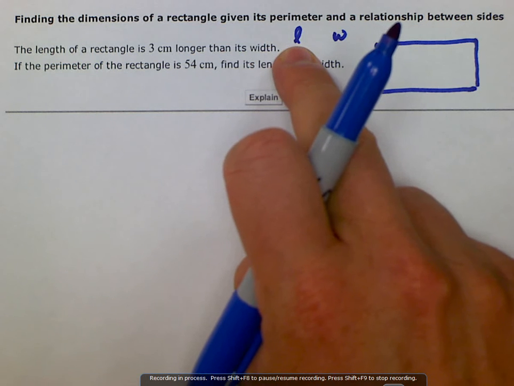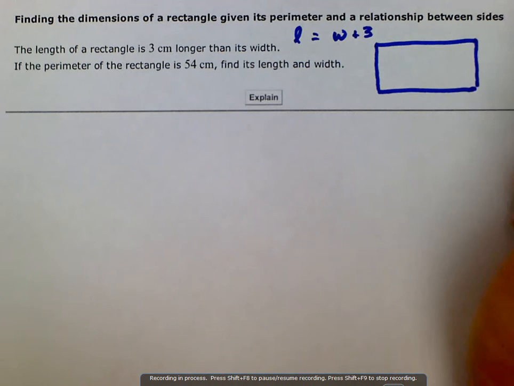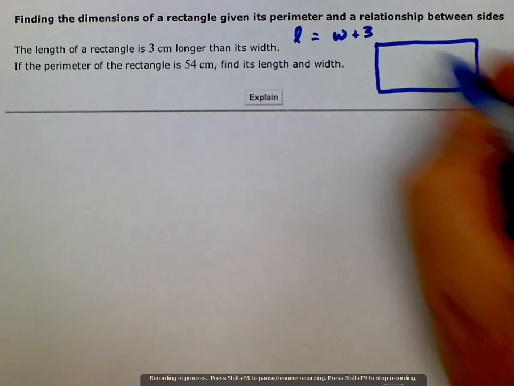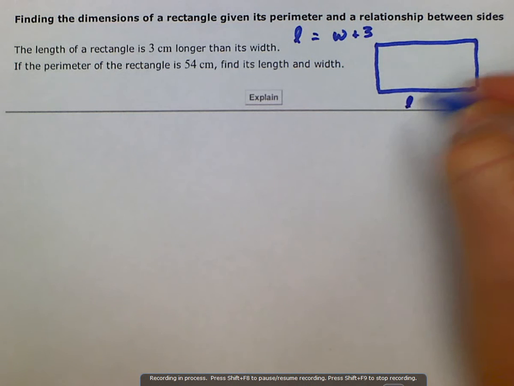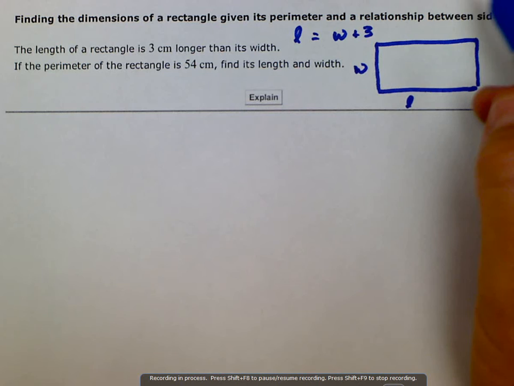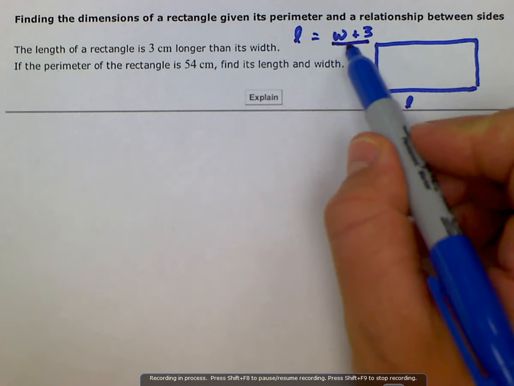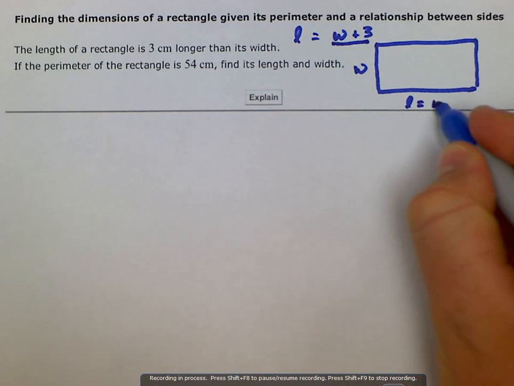So they're not equal unless we add 3 over to this side. So length is equal to width plus 3. If we were to label this, we could say this being length and this being width, or we could label them both in terms of W. So this is just an expression here. W plus 3 is a way to express length in terms of W. So we could say W plus 3 here.